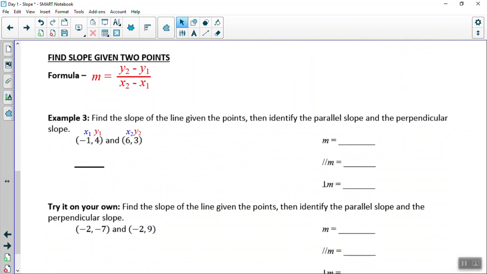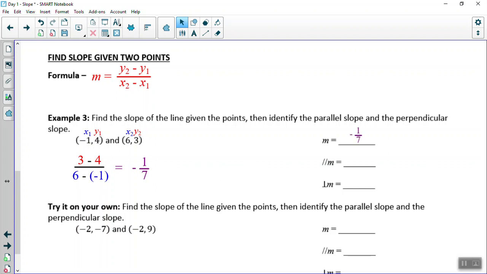Now I can go ahead and put them into my formula. So my m is going to equal my y2 minus my y1, so 3 minus 4. My bottom is going to be my x2 minus my x1, so that becomes 6 minus negative 1. At this point, you can put this whole problem straight into your calculator. And when we do, we get negative 1/7 as the slope.